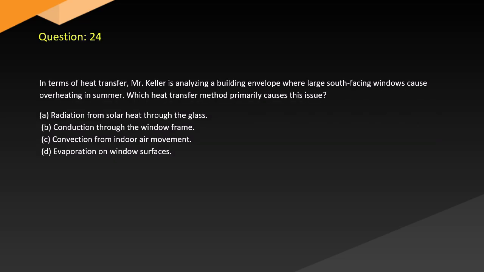Question 24. In terms of heat transfer, Mr. Keller is analyzing a building envelope where large south-facing windows cause overheating in summer. Which heat transfer method primarily causes this issue? A. Radiation from solar heat through the glass. B. Conduction through the window frame. C. Convection from indoor air movement. D. Evaporation on window surfaces.